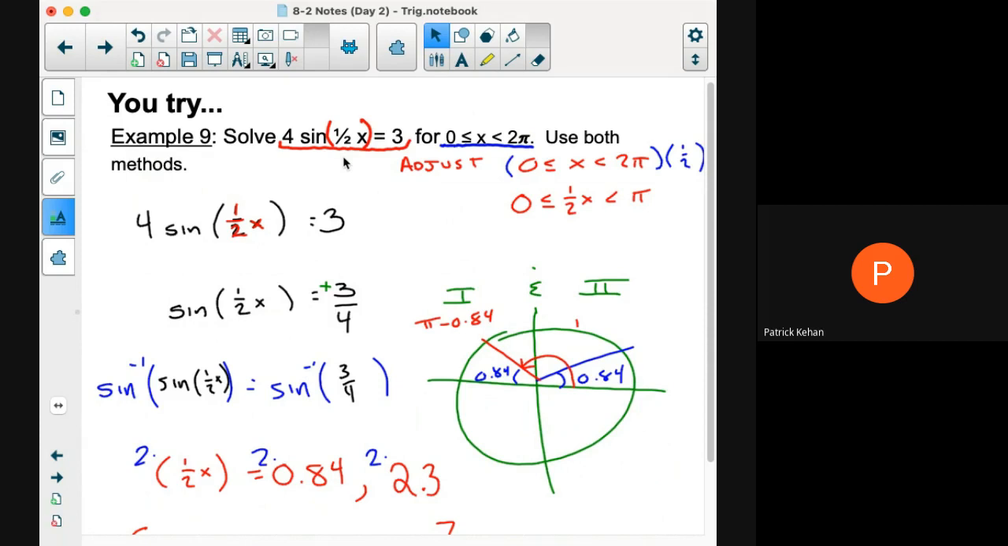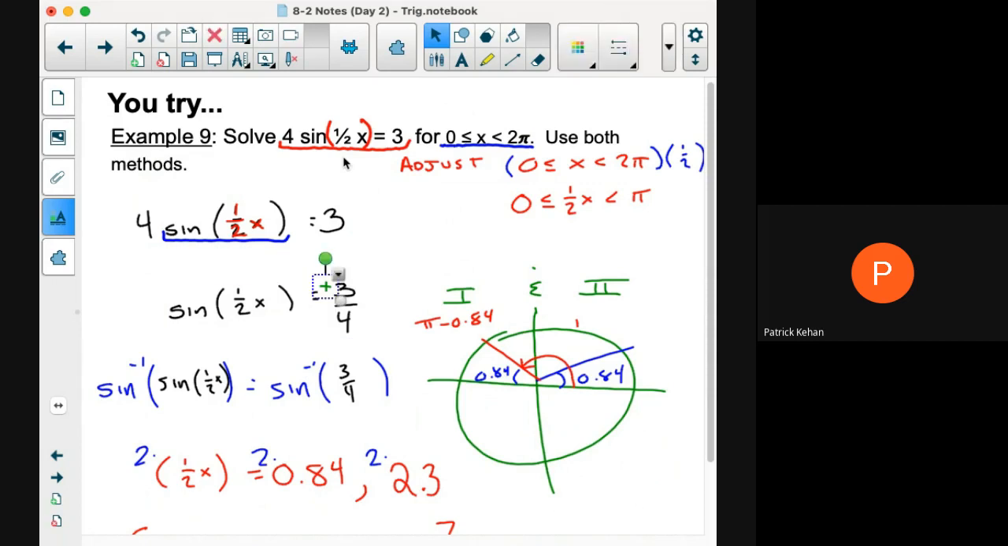And so I'm going to start. 4 sine of 1/2 x equals 3. Start by isolating this function right here. So I'm going to divide both sides by 4. And now I'm down with sine of 1/2 x equals positive 3/4, right?